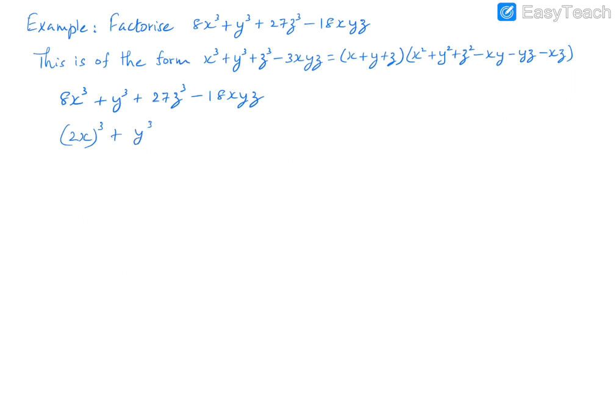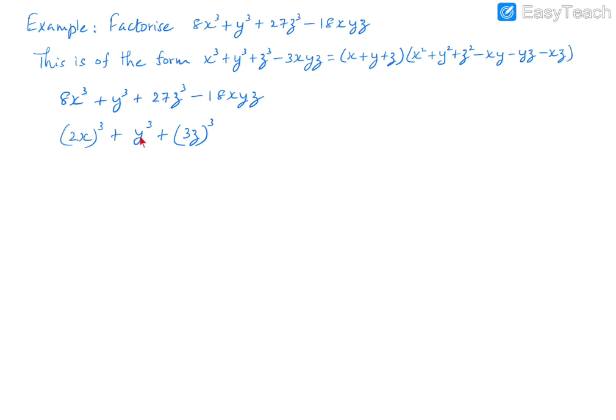Y cubed will remain y cubed. And we want it as z cubed. So in place of z, if I take it as a single term, it will be 3z the whole cube, because 3 cubed is 27. 3 into 3 is 9. 9 into 3 is 27. And z power 3 is z cubed, right? So the 27z power 3 can be written as 3z the whole cube. So now we can see that in place of x, we have 2x.